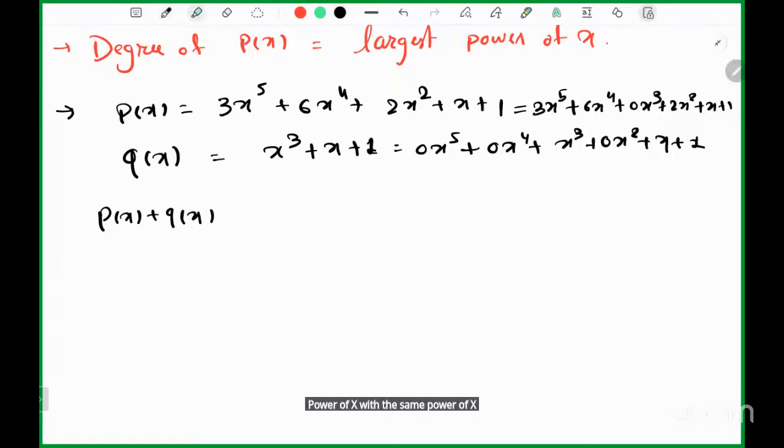That means you will add this 3x to the power 5 with 0x to the power 5. So you'll get 3x to the power 5. Now, in the second step, you will add 6x to the power 4 with 0x to the power 4. So you'll get 6x to the power 4.